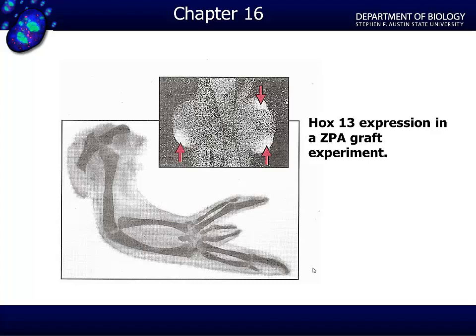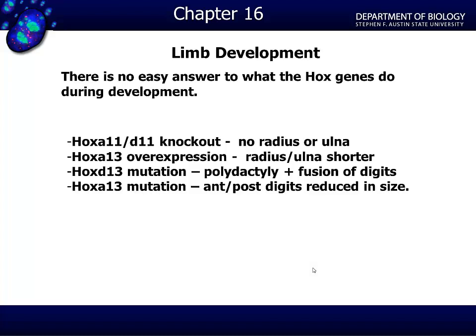So again, we see sonic hedgehog coming on when we do the ZPAs, or even when we do the FGFs, now we also see the Hox genes are also going to be induced to form. So is it the Hox genes, as a consequence of having a new ZPA, that actually direct digit number and digit identity? Okay, we still have to do more experiments to sort of find this out. So let's look at some of these.